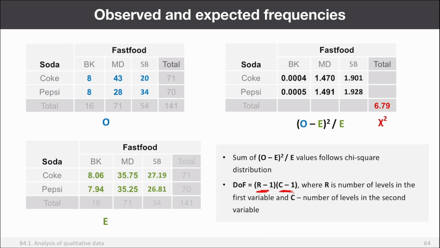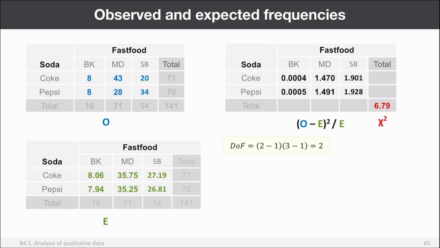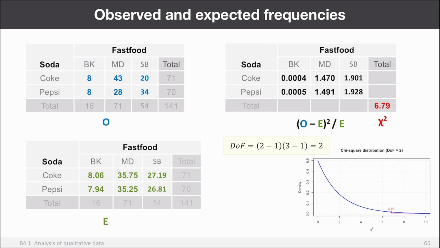So that's the degrees of freedom. Now let's do the calculations. So this is the degrees of freedom. This is how the chi-square distribution looks for 2 degrees of freedom. And you can see that all these chi-square values are possible. So if the null hypothesis is true, any of these values is possible.